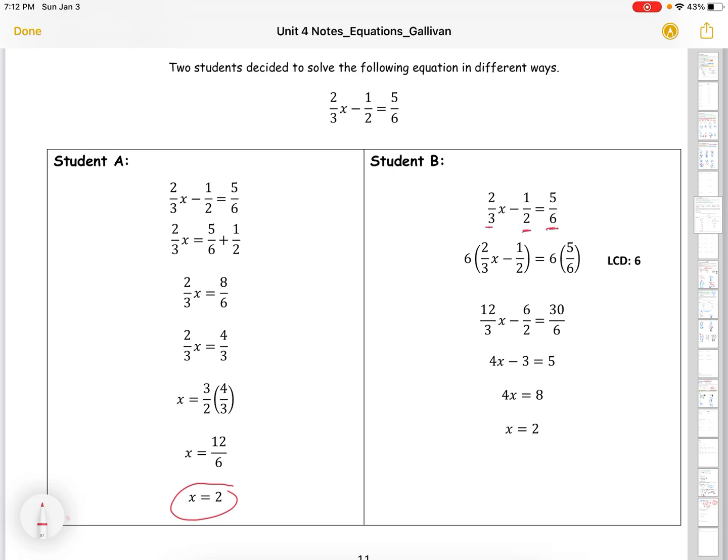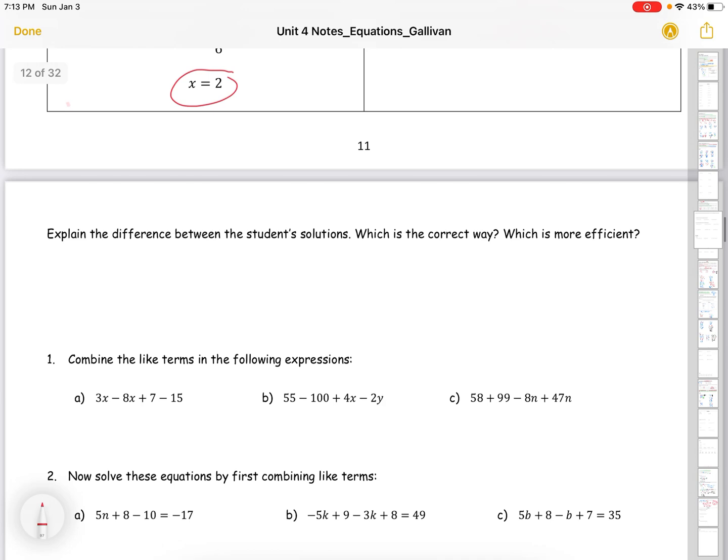Student B, however, found the lowest common denominator of 3, 2, and 6, multiplied all terms by that, and then was able to reduce those fractions to whole numbers. Okay, 12 divided by 3 is 4, 6 divided by 2 is 3, and 30 divided by 6 is 5. And once they did that, they could solve their equation. They also got x minus 2, just a different way to approach it. Important thing to note, it says here, what is the correct way? They are both correct.